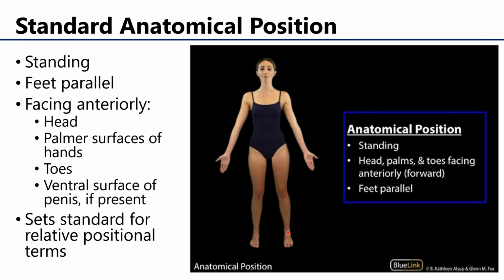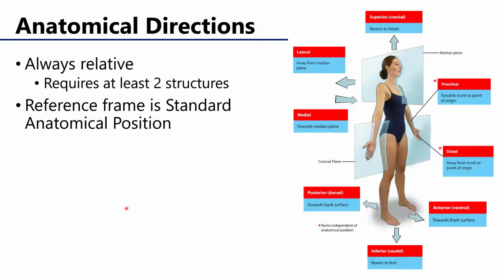In the very specialized case, this does come up within the reproductive sequence, if a penis is present in standard anatomical position, the ventral surface of the penis is facing anteriorly, so as if to represent an erection, which is always a bit of curiosity that elicits smiles or giggles or is interesting trivia to share with your like-minded anatomically oriented friends. Now this standard anatomical position is going to set the standard for our discussion of relative positional terms.